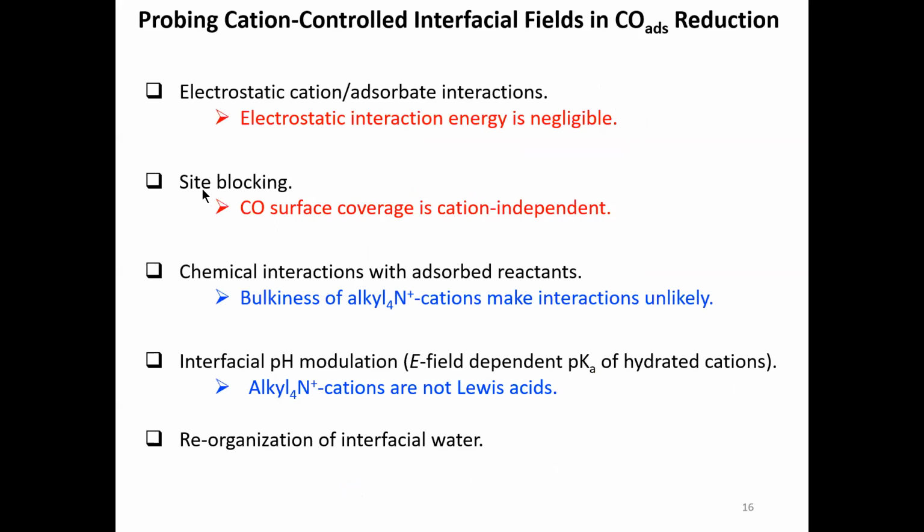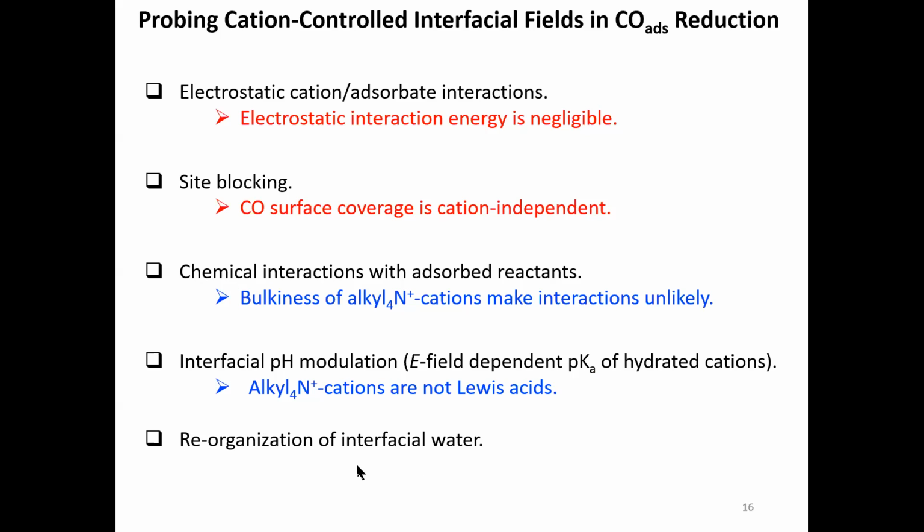On the basis of our measurements, we can also exclude site blocking effects, and our cations are not Lewis acids, so that minimizes the chemical interactions between CO and the cations. Our cations are not Lewis acids, so the hydrated forms also cannot buffer the interfacial pH to different extents. So that leaves us with the last point. To what degree do these cations impact the structure of interfacial water?